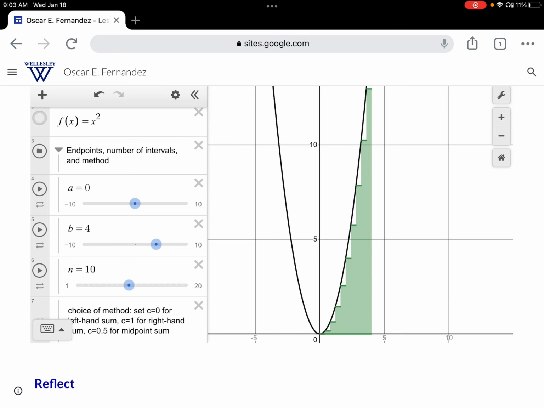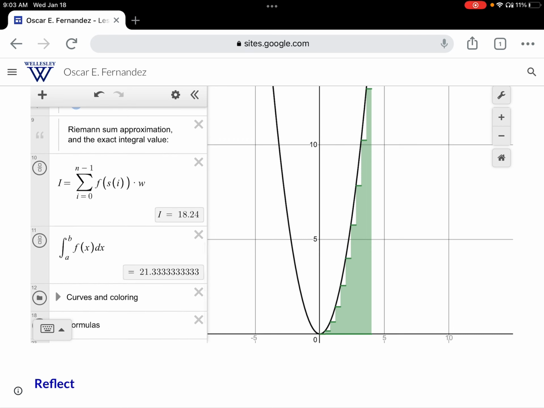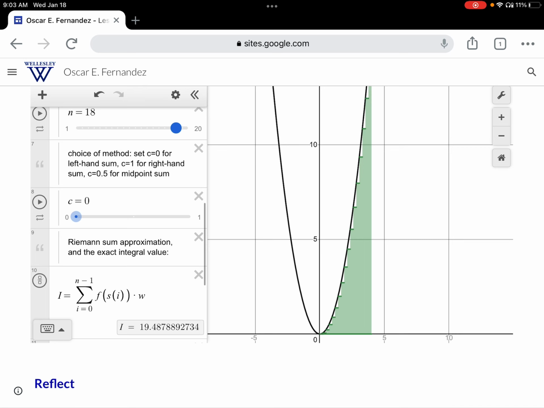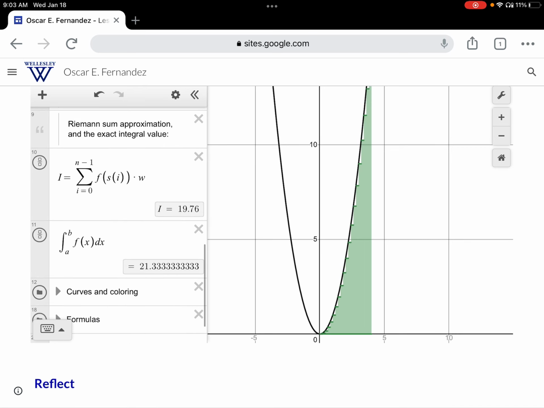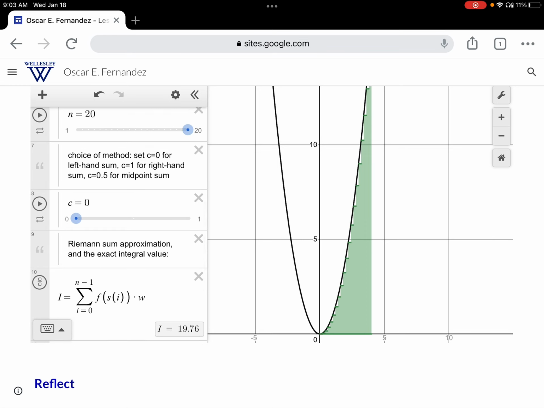If you scroll down here, I've actually put in pane number 10, there's the 18.24. This is the Riemann sum that we calculated. And then in pane 11, there's a 21.3 repeating. That's the value of the integral. If I were to go all the way to n equals 20, then you can see we've gotten up to 19.76. So that's closer to 21.3. We've used 20 rectangles. So if I went to 200, 2,000, 2 million, we would get very close to the integral.